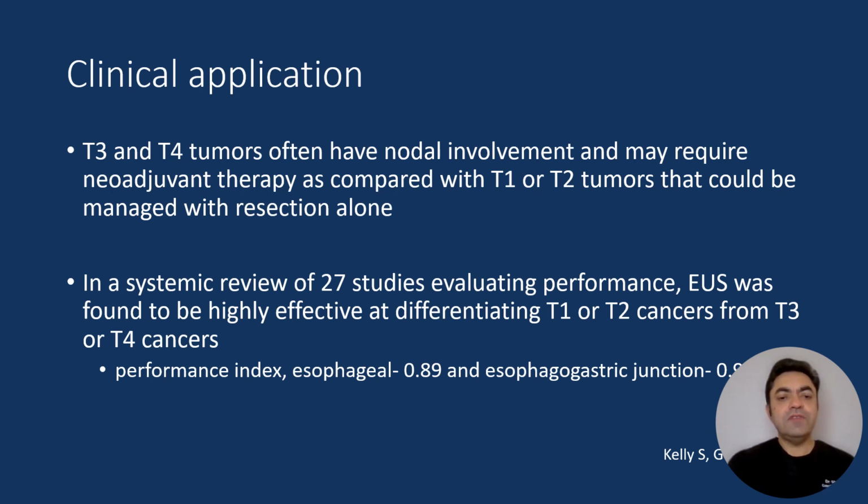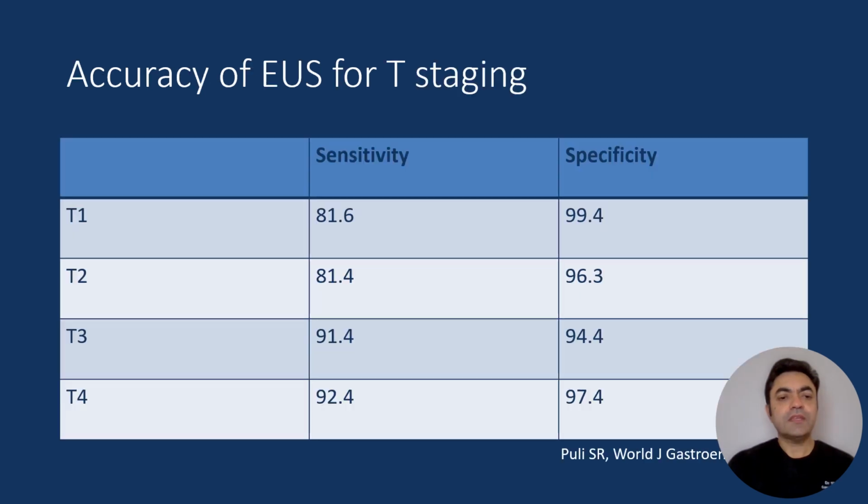In a systemic review of 27 studies, EUS was found to be highly effective in differentiating T1 and T2 tumors from T3 and T4 cancers. The specificity for EUS is more than 90%. The sensitivity for early T1, T2 tumors is more than 80%, but as the tumor progresses, the sensitivity increases to over 90%.